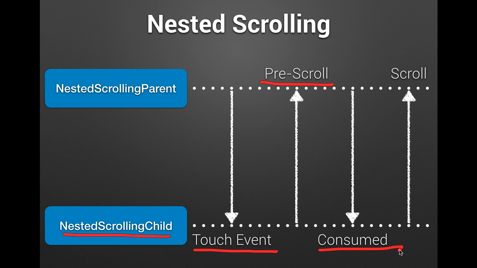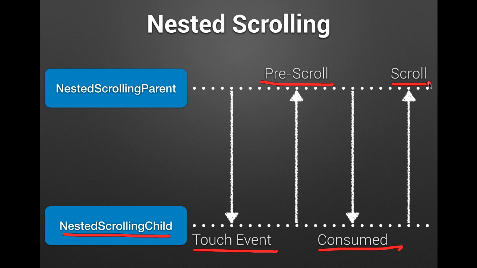So then after the RecyclerView in our example has done its partial scrolling, or whatever it's going to do with the scrolling contents, it's going to call back to the parent again. So the new bits to this are these two new callbacks, one for a pre-scroll event and one for an actual scrolled event.